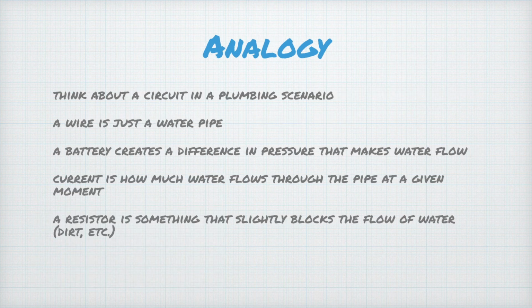Circuits are complicated, but this analogy might help you understand how they work. We can think of water as an electric charge, and the flow of water as electric current. Batteries make differences in pressure that can push water, creating a current. Current is how much water, the volume of water, that flows through a slice of the pipe over time. Resistors reduce that flow of water.